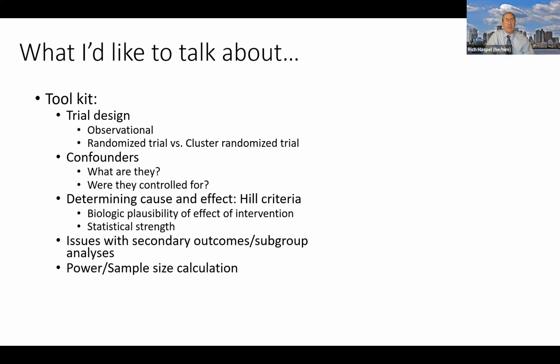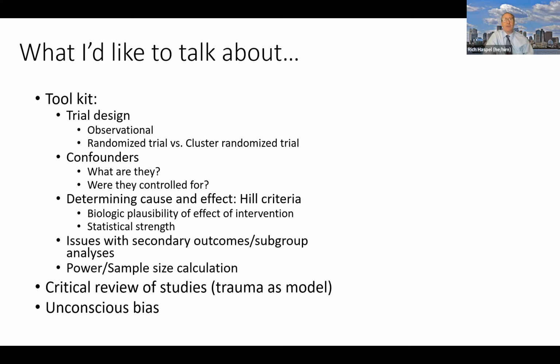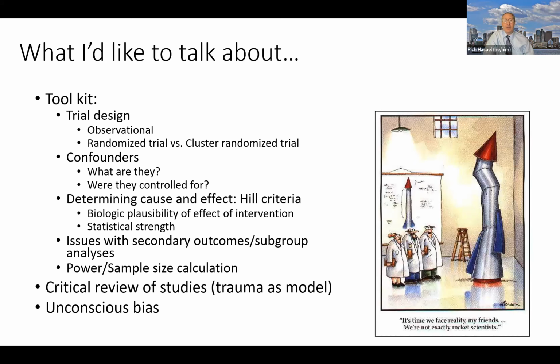So what I want to talk about is first a little bit of a toolkit, certain points about trial design, confounders, cause and effect, secondary outcomes, and power calculations. And then we're going to go through some studies, particularly in the trauma literature, to point out examples of how you can quickly go through some of these papers. And then we'll talk a little bit about unconscious bias, or bias related to issues with race and ethnicity in the literature. So again, you don't need to be a rocket scientist or a statistician to do this.